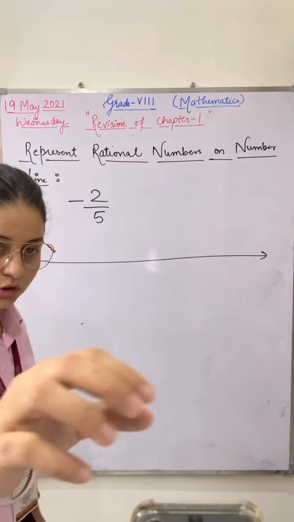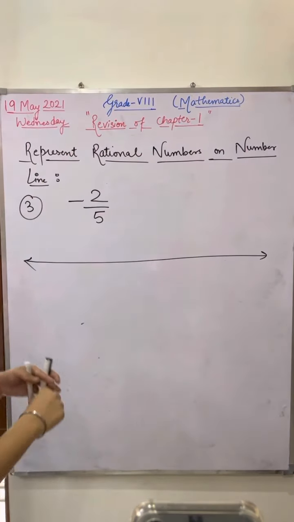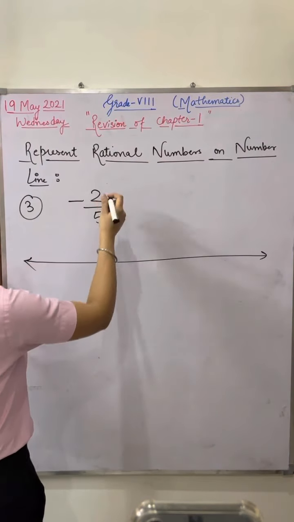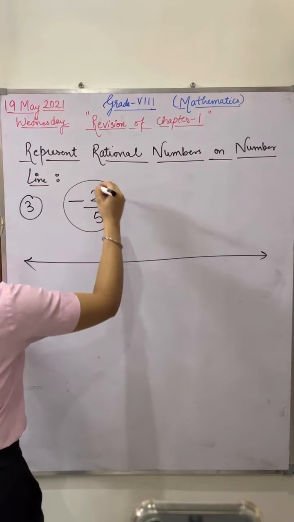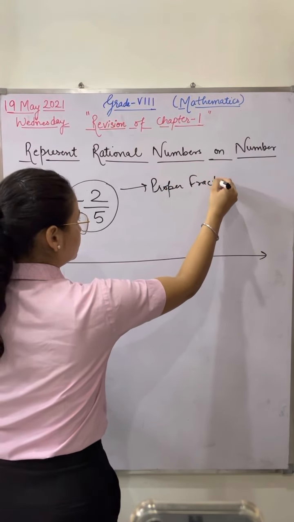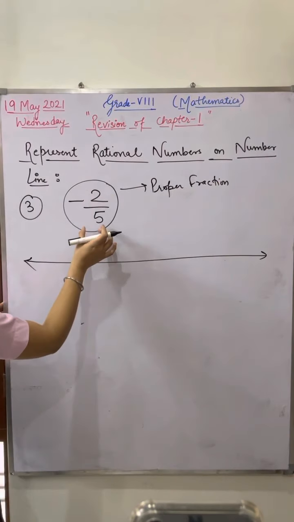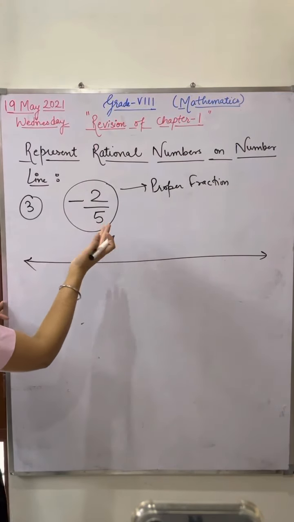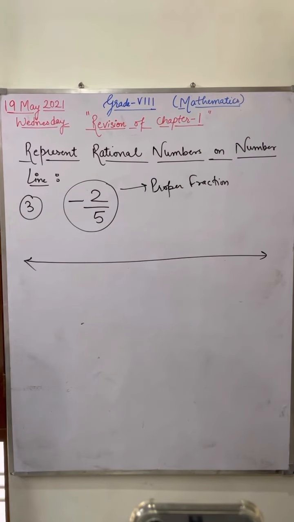Morning, ma'am. Good morning. Rasham, please tell me, this is which fraction? Ma'am, proper fraction. Very good. It is a proper fraction. Why is it proper? Ma'am, because its numerator is lesser than the denominator. Very good. And is it a positive value or a negative value? Ma'am, negative value.